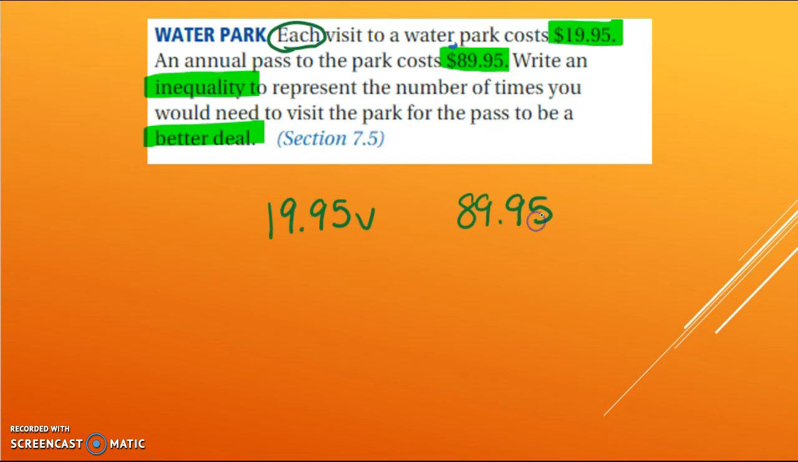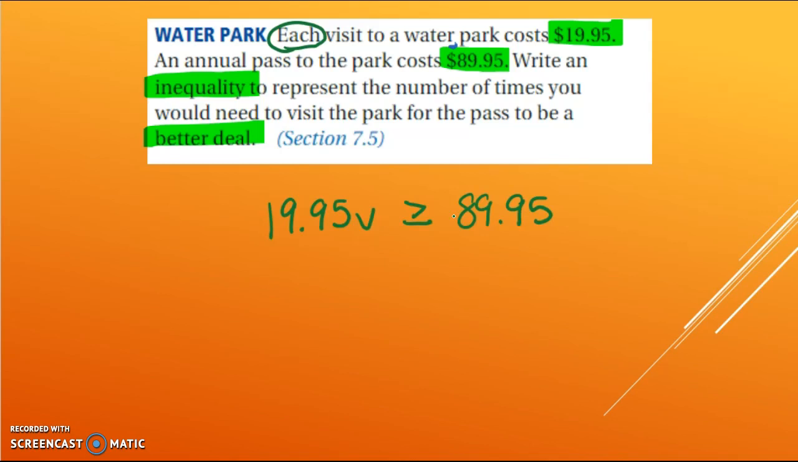So if you would just go at the beginning of the year and say, I'm going to pay $90, or $89.95, and I'm going to have a pass for the entire year, or every time you go, you can pay $19.95. We want to see which one is the better deal. So we want to see an inequality represent the number of times you would need to visit the park for the pass to be a better deal. So the pass, let's see, so we want this to be greater than.